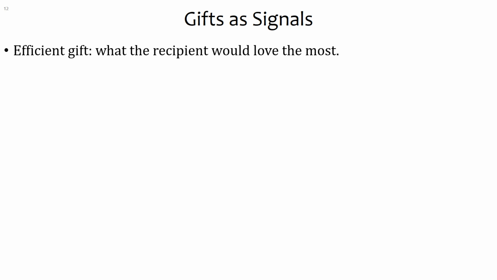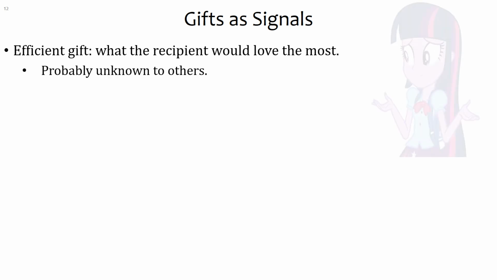Wow, that's cool. All right, we talked about advertisement as a signal. Gifts are also a signal, and the idea of gifts is quite interesting in economics. Economists have a problem with gifts. The problem is that an efficient gift would be something that the recipient would love the most, right? That would be efficient, and that's what economists are obsessed about.